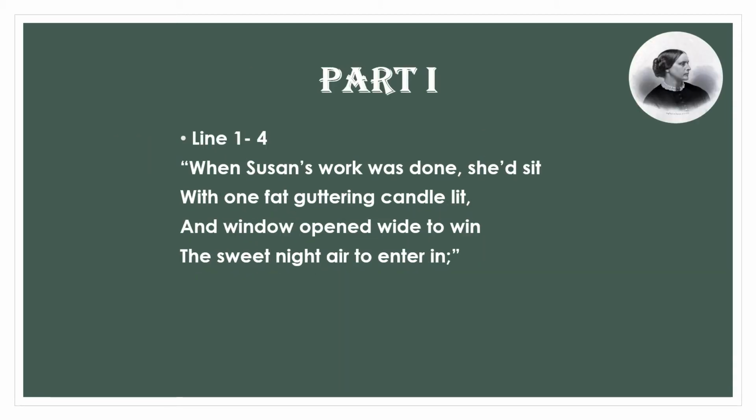Children, the poem Old Susan consists of 24 lines. I have divided the entire poem into 4 main parts. You should number the lines of the poem in order to identify the parts of the poem. From the first line to the 4th line, all the lines are related to the first part of the poem.